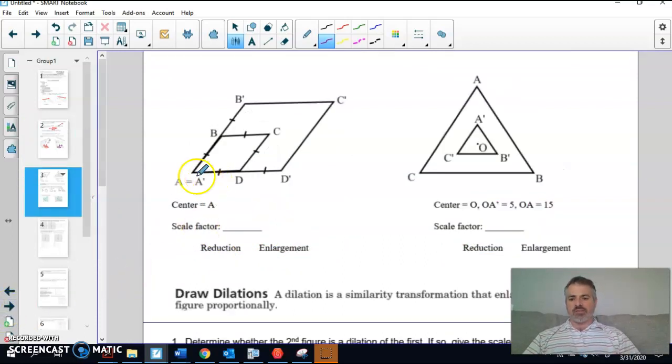Down here, again, the center's at A. Imagine that's where the rock is hitting the water, and everything ripples away from that. Here I see the primes on this. That's the image, so it's getting larger, so it must be an enlargement. So I need to come up with a scale factor.